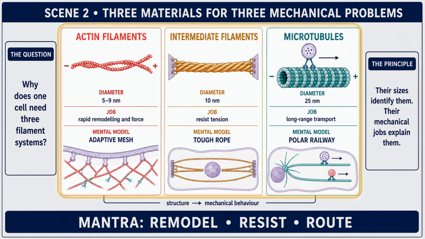Once you see the cytoskeleton as a working system, its major jobs become easier to organize. It positions organelles, establishes polarity so different regions can behave differently, generates movement, and provides routes for cargo. The cell does not use one universal fiber for all of this. It uses 3 filament systems. By diameter, actin microfilaments are the thinnest, roughly 5 to 9 nanometers. Intermediate filaments are about 10 nanometers. Microtubules are the thickest, at about 25 nanometers.